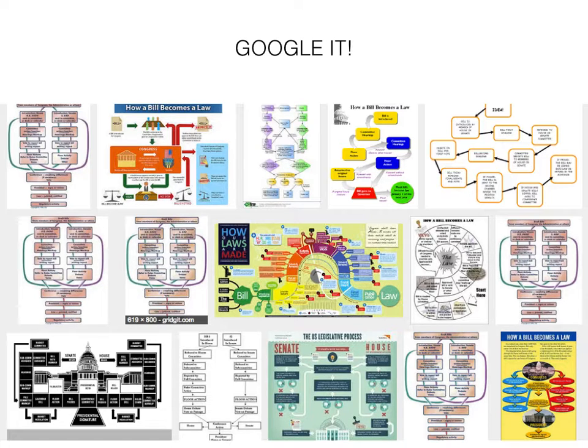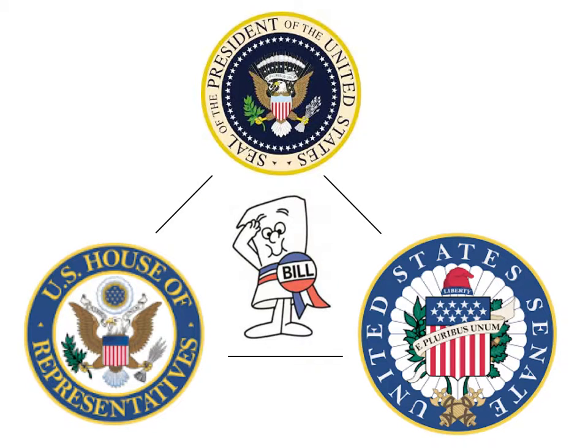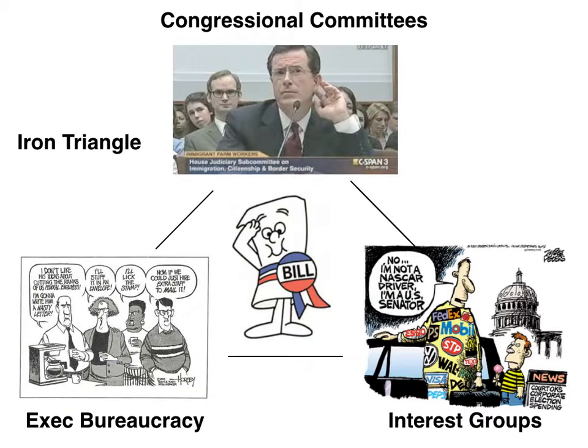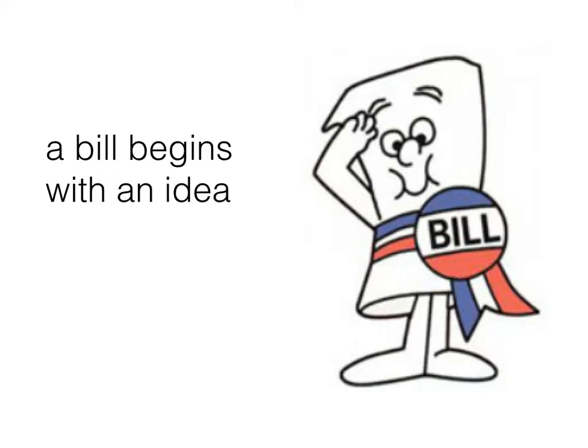Some of these components are pretty obvious. A bill, and the House, and the Senate, and the President. Other components are less obvious, like the iron triangle that we discussed in class with interest groups, congressional committees, and executive bureaucracies. So let's begin with what's easiest. The bill. A bill is a proposed law presented to the House or the Senate for consideration.